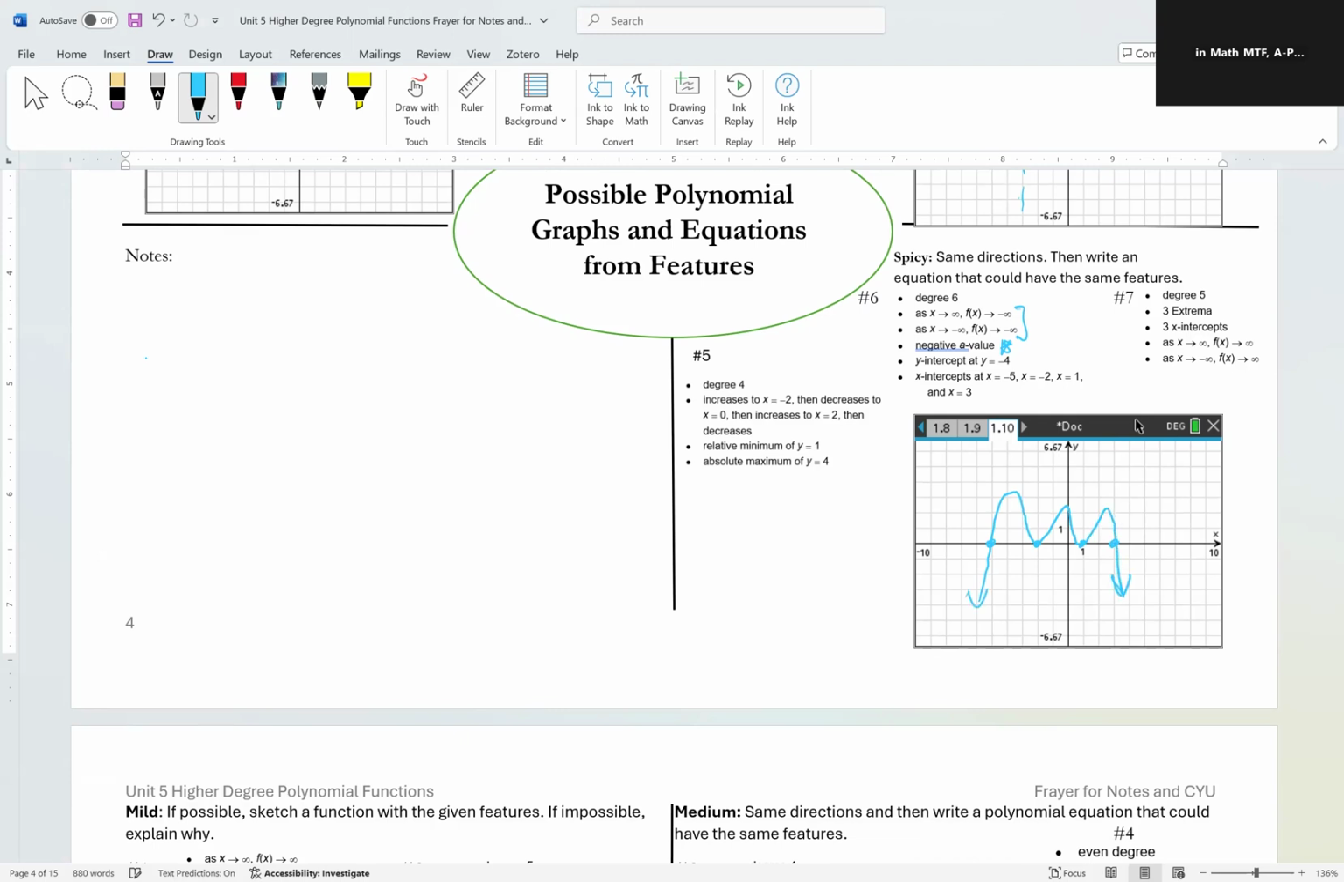Notice we got 2 double roots in there. That gets me up to 4 zeros. Ooh, it's got to have a y-intercept of -4. So let's see how I can make that work. 1, 2, 3, 4. So -4. All right, so there's an option. Again, lots of other options. That's just the one that came to mind.